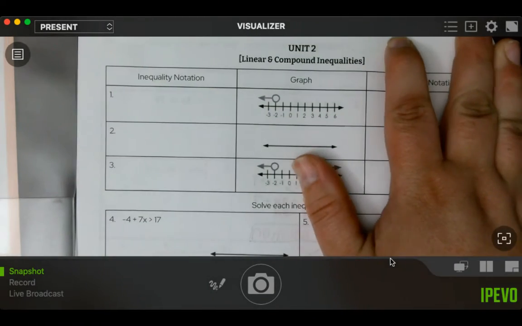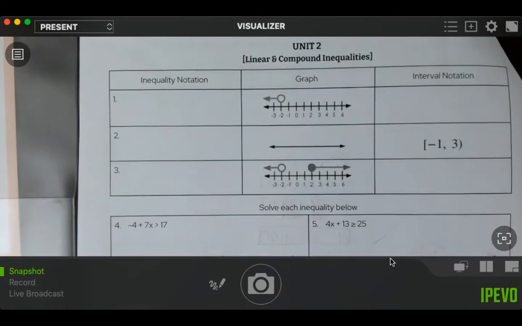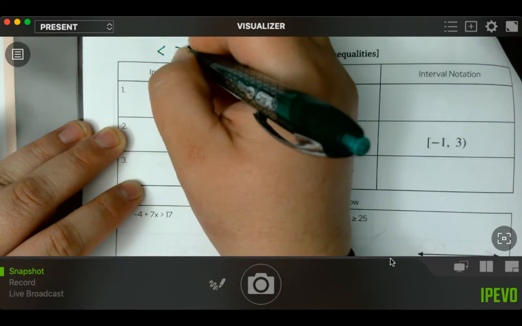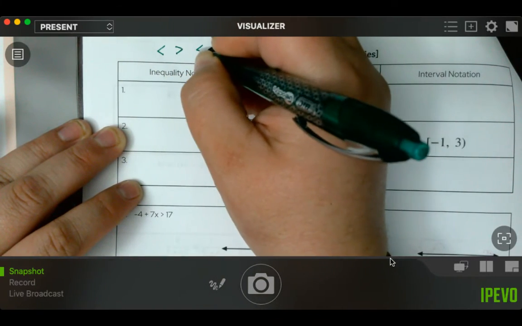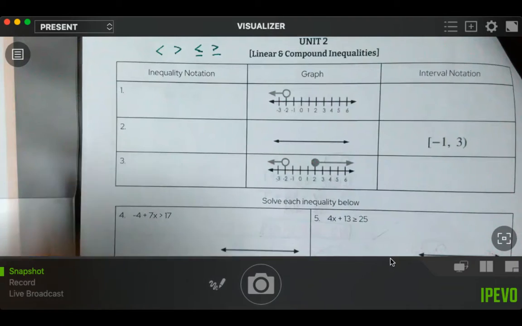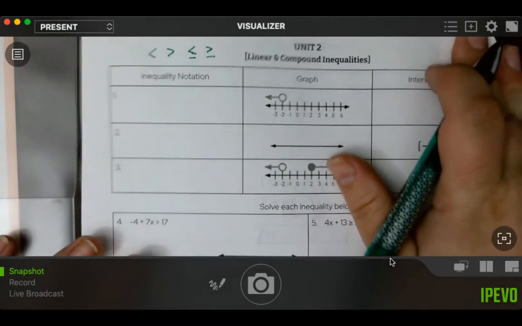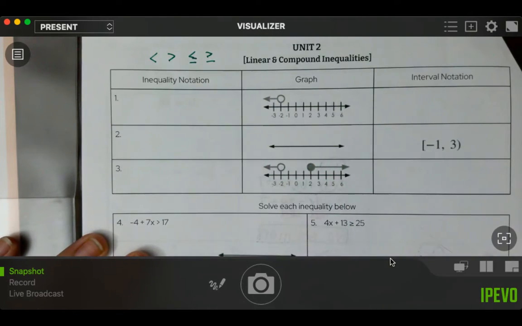Alright, Unit 2 is inequalities. So inequalities get graphed because they are the ones that use these symbols. Less than, greater than, less than or equal to, greater than or equal to. So we are also going to use something called interval notation because they don't have one answer, they have lots.